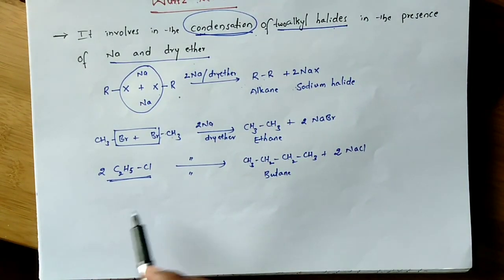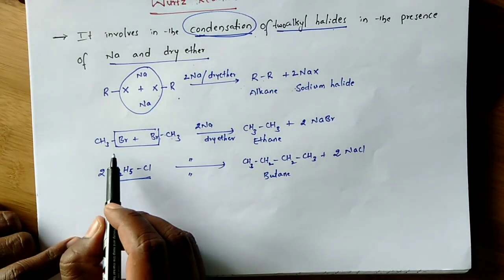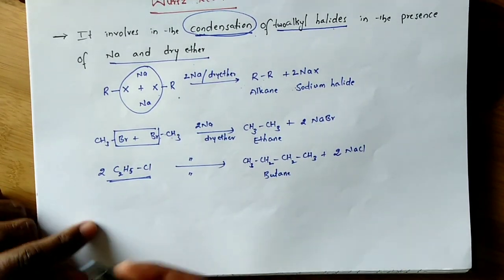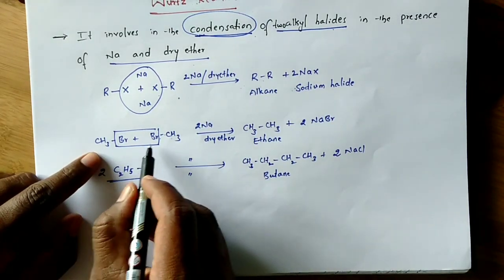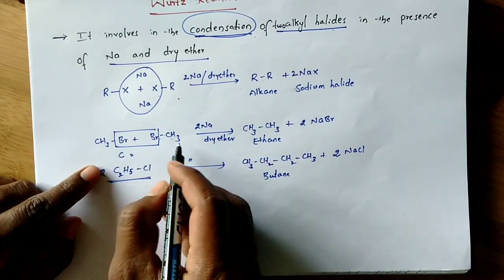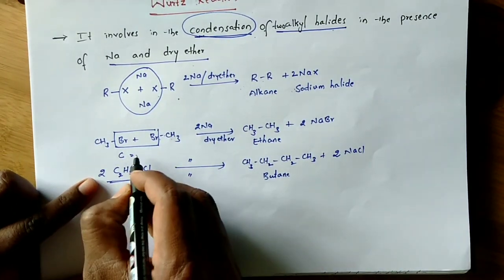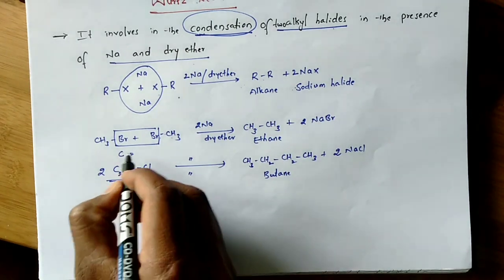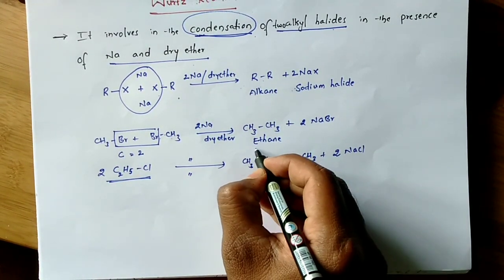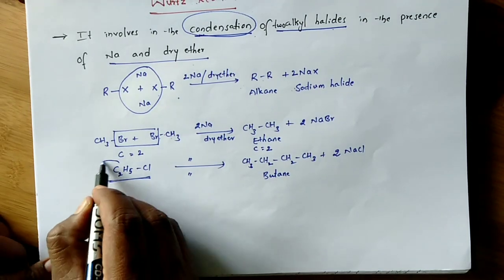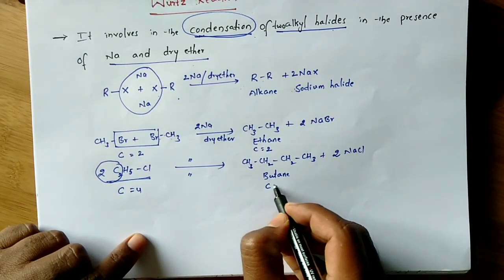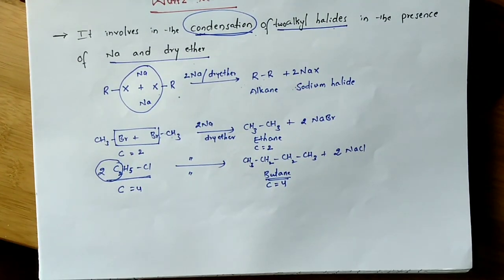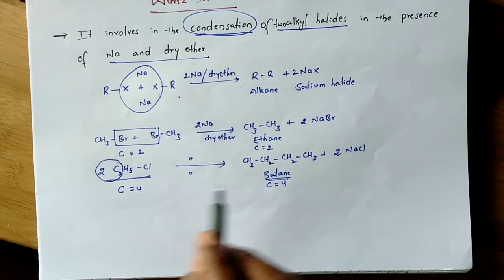Similarly, you can observe here, if the alkyl halides are of the same kind, we count the number of carbons. How many carbons are we taking here? 1, 2. So 2 carbons are there, and we will get an alkane with 2 carbons. Here how many carbons are we taking? 4 carbons, so the alkane that contains 4 carbons, that is butane, we will get. So when the alkyl halides are similar, we will get products like this.